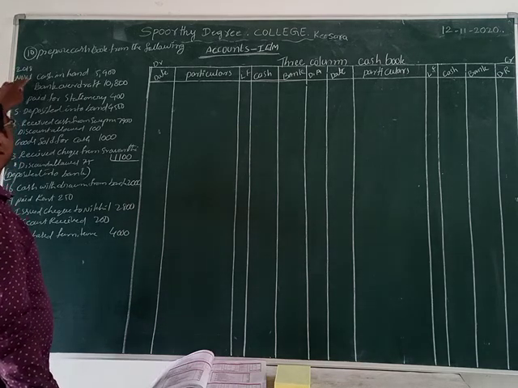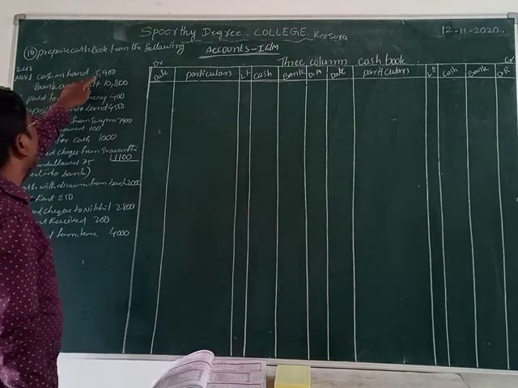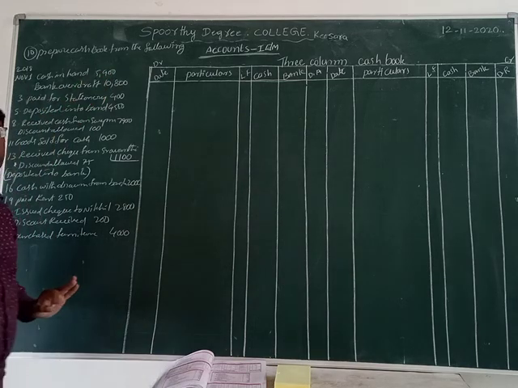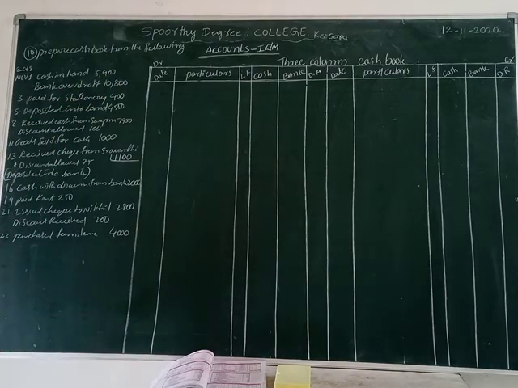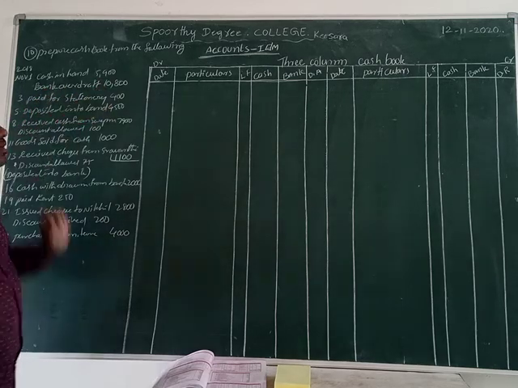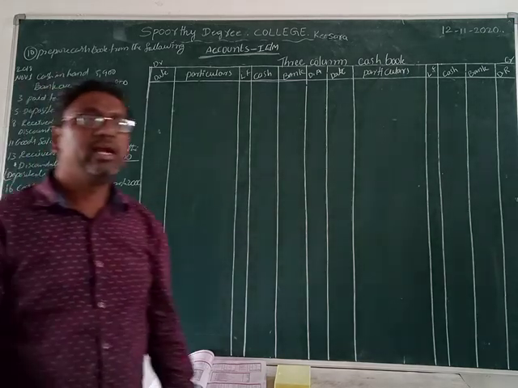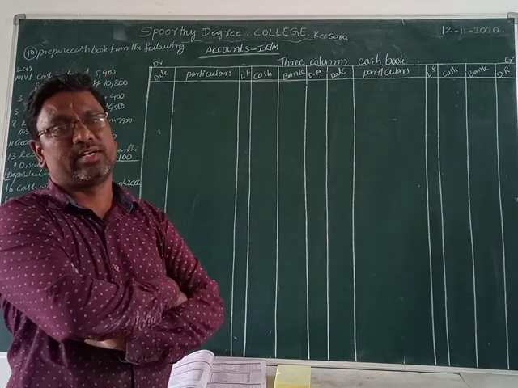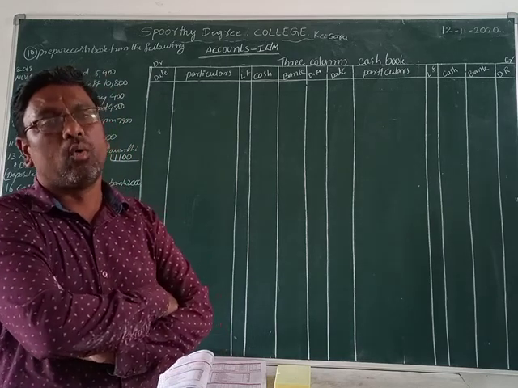2018 November 1st, cash in hand 5,900. What is that? Cash in hand 5,900 is a cash opening balance. Next one, what is given? Bank overdraft 10,800. It is not the bank opening balance, students, on the debit side. There is given the overdraft.